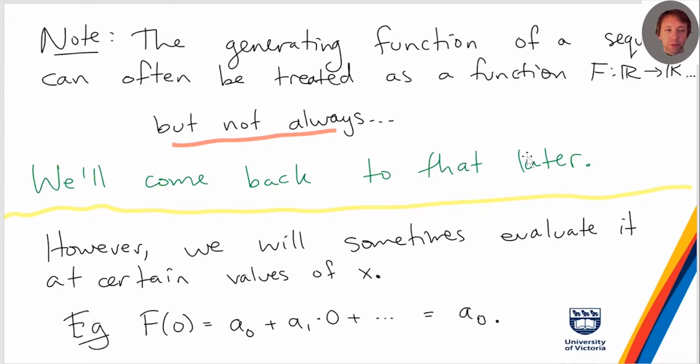Let's not dwell on that too much, but think of f of x as being a function, and be careful when you plug values in, because it doesn't always converge. The only time it definitely converges is if I plug in 0. I can always plug in 0, because that makes every term 0 except for the first one. So f of 0 is always equal to a0. But if you plug in a different value for x, you have to be a bit careful, unfortunately.